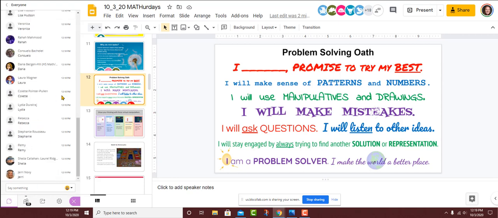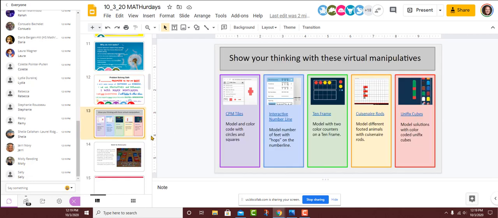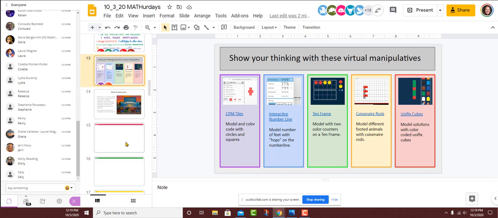Look at all these wonderful problem solvers. Congrats on taking that pledge today. On slide 13, I have some choice manipulatives you might choose to start with, but you don't have to go with these. They're just ones that work really well for the problem.